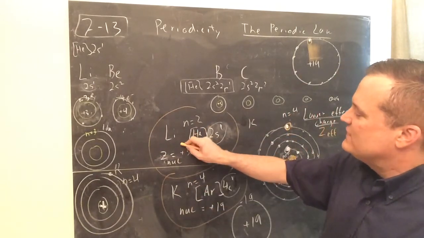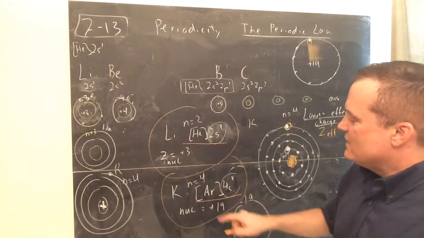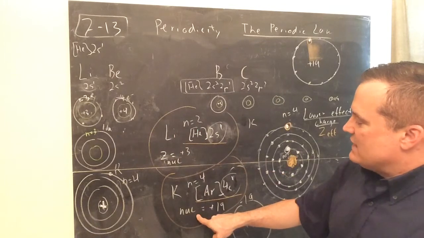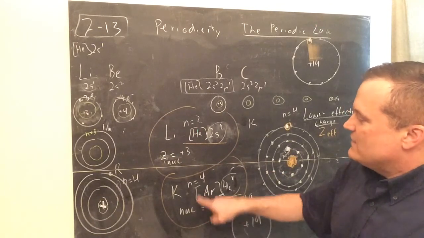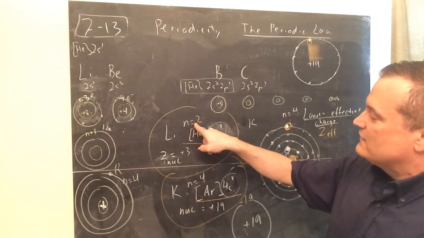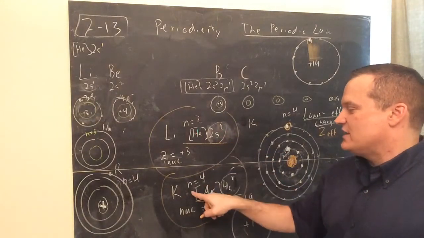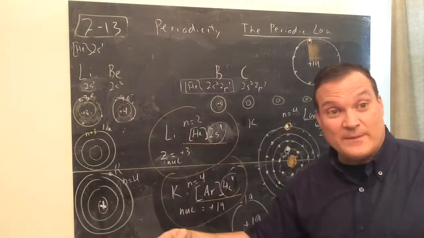Write the short form configuration. Lithium is helium 2s1, potassium argon 4s1. What is the nuclear charge of lithium? Z equals 3, and nuclear charge is equal to positive 19 for potassium. The outermost electron of lithium is located at n equals 2, but the outermost electron of potassium is located at n equals 4, farther from the nucleus.